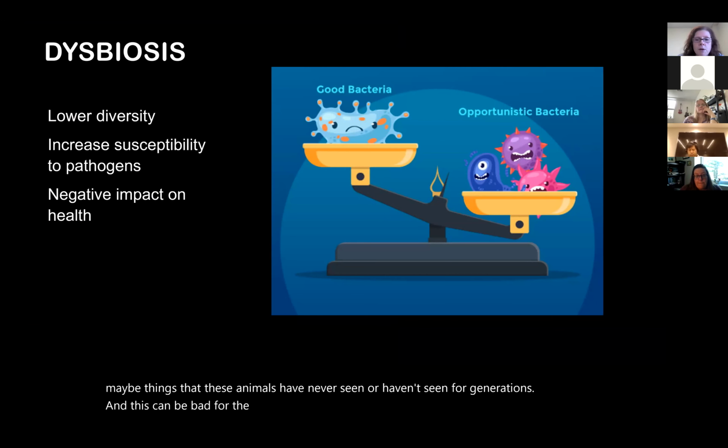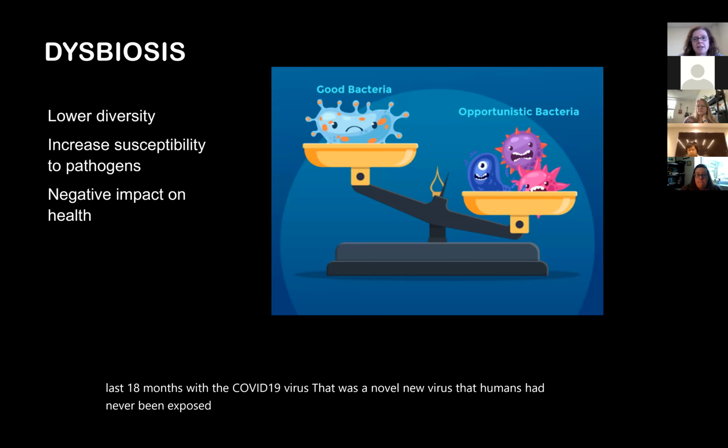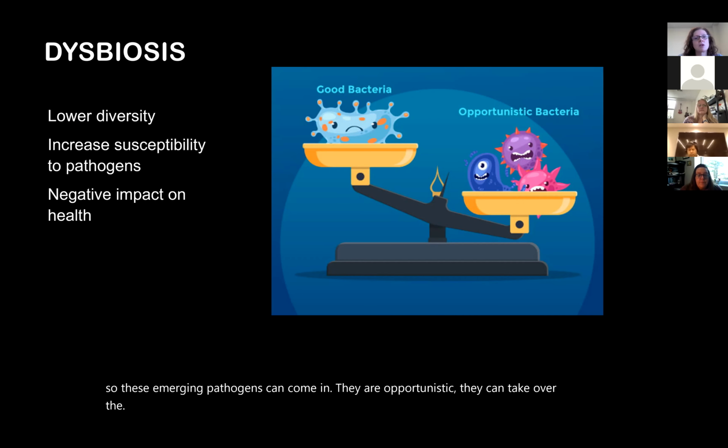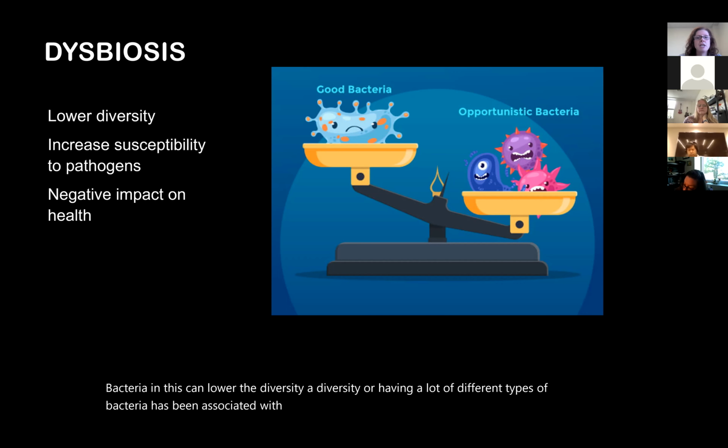So just think of what we have been through in the last 18 months with the COVID-19 virus. That was a novel new virus that humans had never been exposed to, and it had some very bad consequences worldwide. And so these emerging pathogens can come in. They are opportunistic. They can take over the good bacteria. And this can lower the diversity. Diversity, or having a lot of different types of bacteria, has been associated with better or good health. So that could definitely have a negative impact on their health.